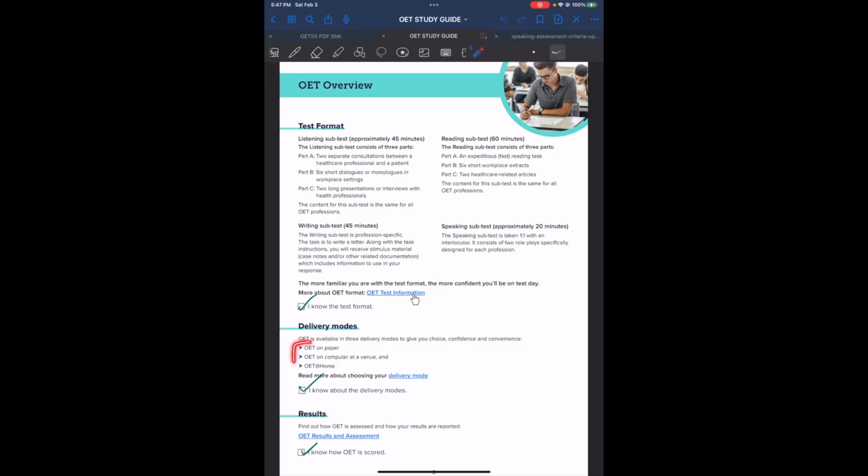So it comes down to, usually people have the question or the dilemma: do I take OET on paper or OET on computer at a venue? So let me elaborate on that.